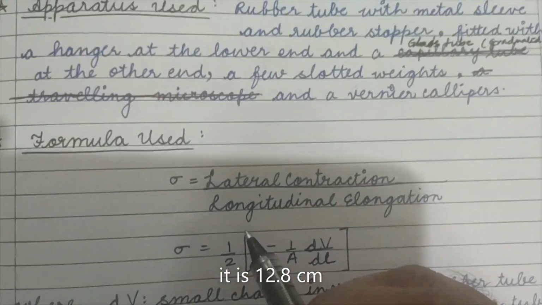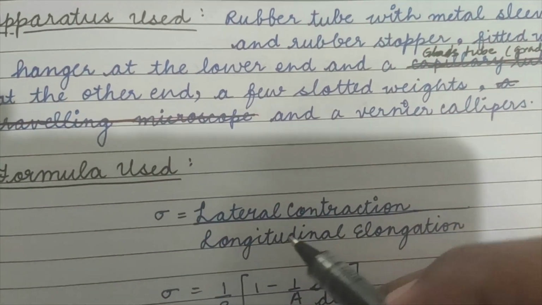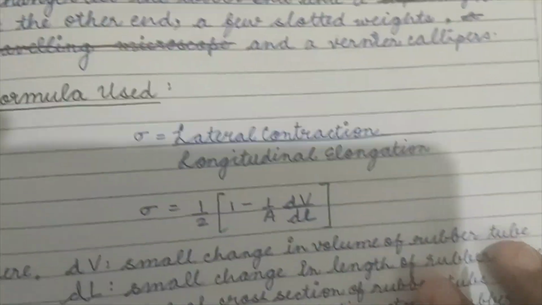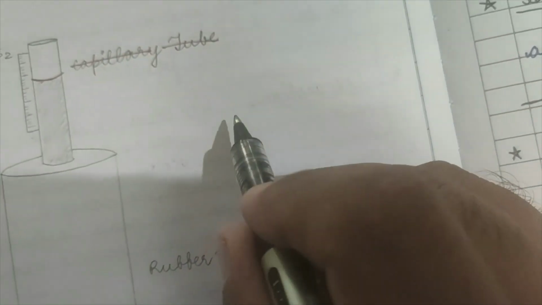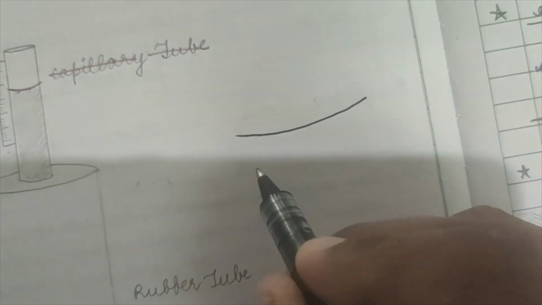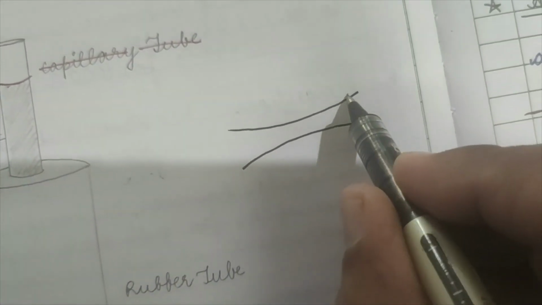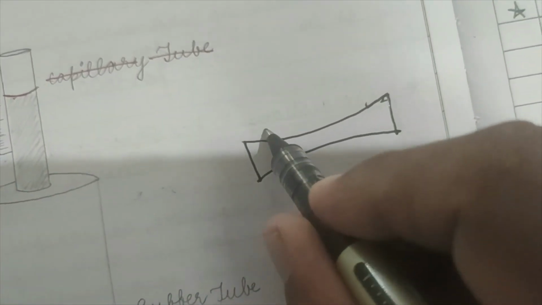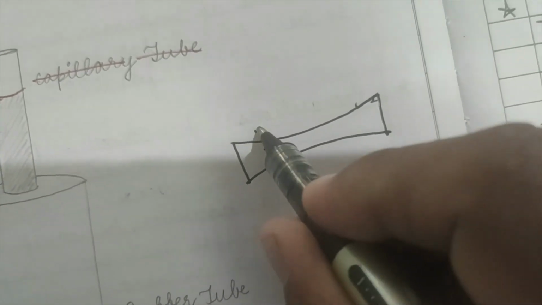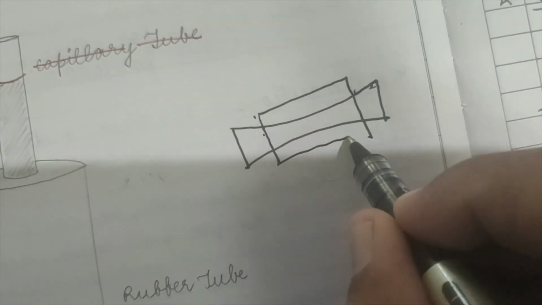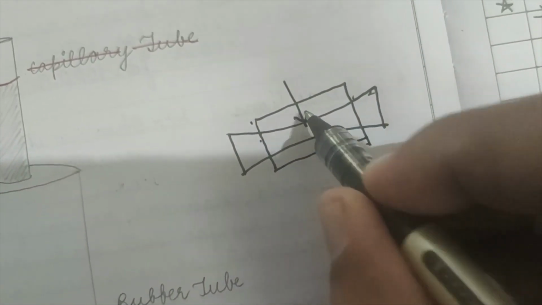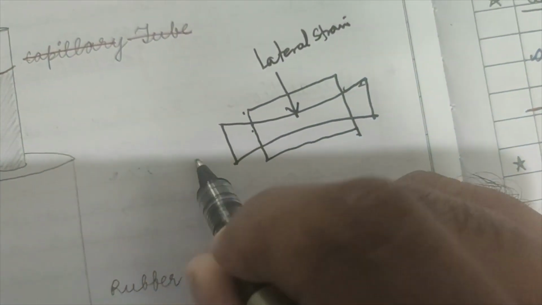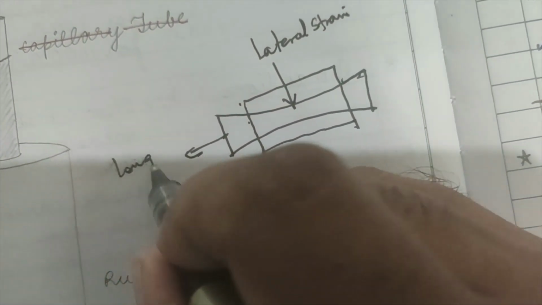Since the Poisson ratio is defined as the lateral contraction over the longitudinal elongation, if I have something like this, then this is my lateral strain, and this is my longitudinal strain.